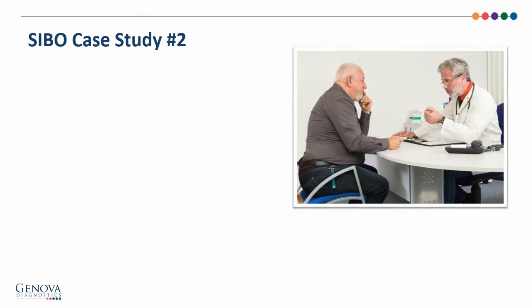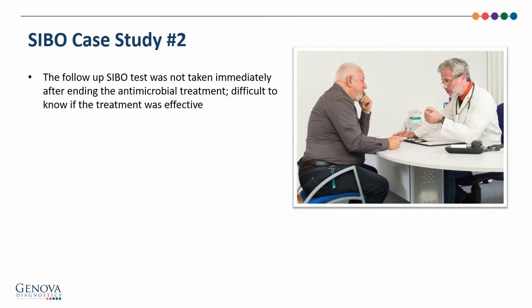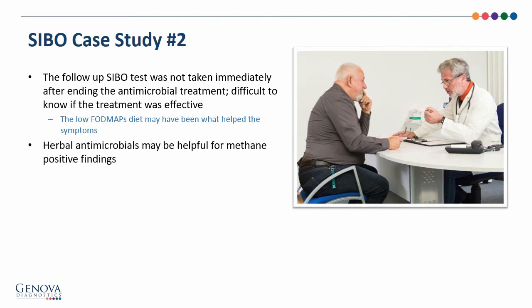Again, like we saw in the last case, the follow-up SIBO test was not taken immediately after ending the antimicrobial treatment, so it's difficult to know if the treatment was effective. The low FODMAPs diet may have been what helped with his symptoms. A substance a lot of clinicians use for methane is high-dose allicin, which is a compound from garlic. Rifaximin plus neomycin is used for methane-positive results and has been documented as effective for methane in the literature.